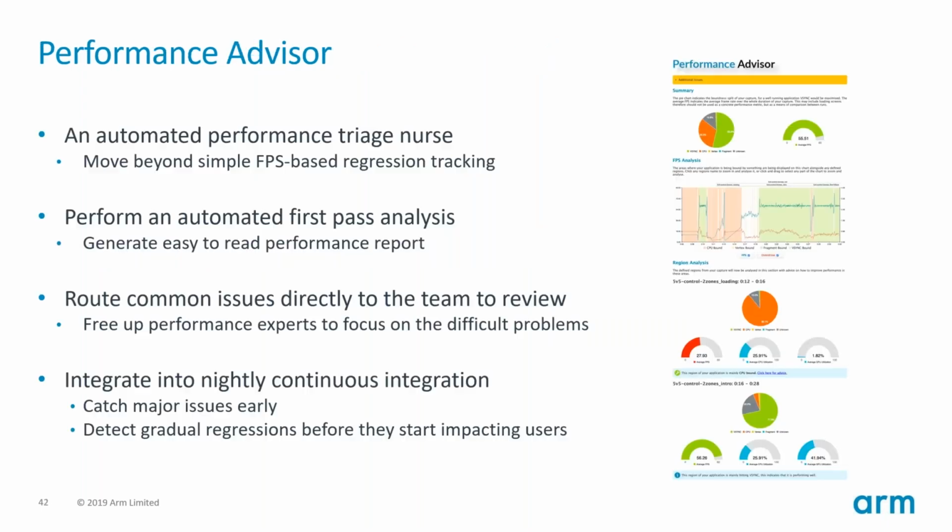So Performance Advisor is trying to provide an automated triage nurse role. That initial set of graphs we looked at for Streamline, can we do that kind of analysis automatically? So run a game in a CI system, identify hotspots, hopefully identify a kind of obvious triage root cause, and then route that to the appropriate team, and do it in a way that can be integrated into a nightly continuous integration system, so we can catch major issues early.